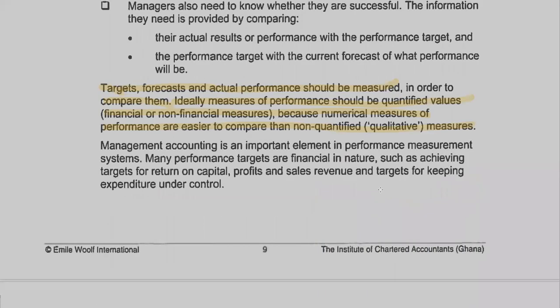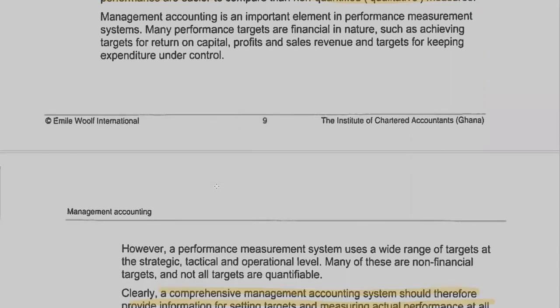Now, management accounting is an important element in performance measurement systems, and many performance targets are financial in nature, such as achieving targets for return on capital, profit and sales revenue, and targets for keeping expenditure under control. So we've seen management accounting as a branch of accounting that uses both financial and non-financial information to assist management in planning, controlling, and decision-making to achieve organizational objectives. We have looked at the levels of planning, the levels of decision-making, and the types of decisions as well: long-term, short-term, financial, non-financial, strategic, tactical, and operational. These are the things that you should understand.